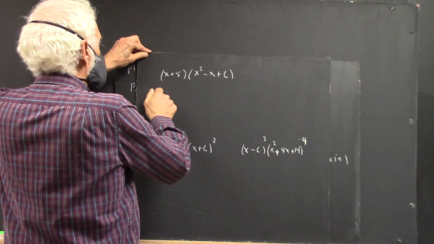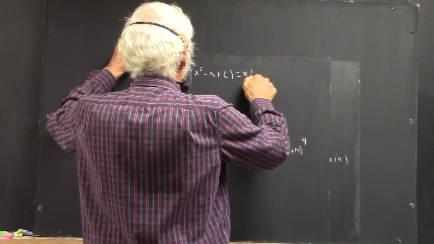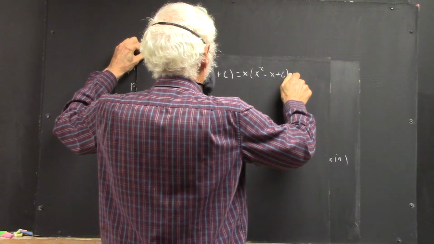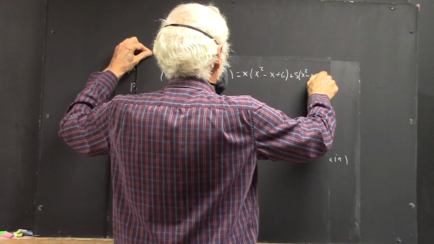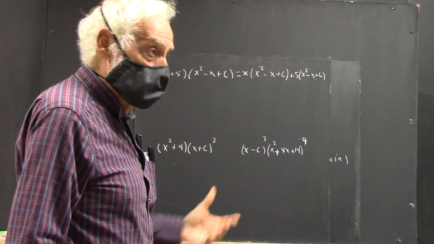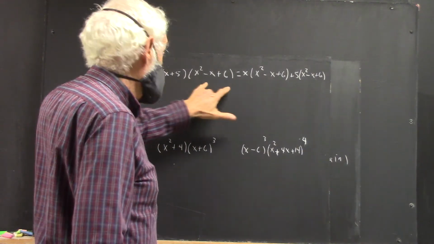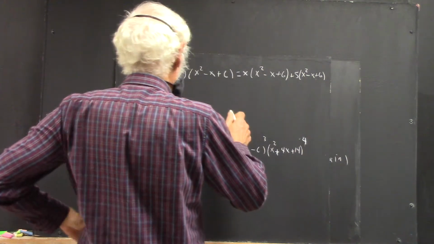Okay, so what is this? I'm going to need a little room here. That's x times x squared minus x plus 6, plus 5 times x squared minus x plus 6. I don't have room to write that out, but that's why we do this: this times this plus this times this. The rest is very easy.